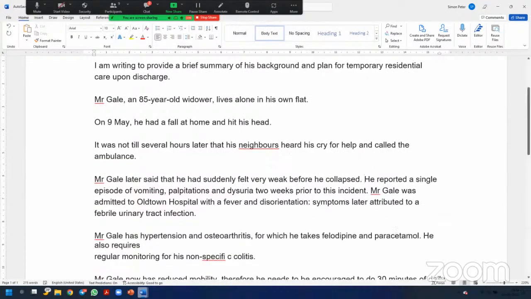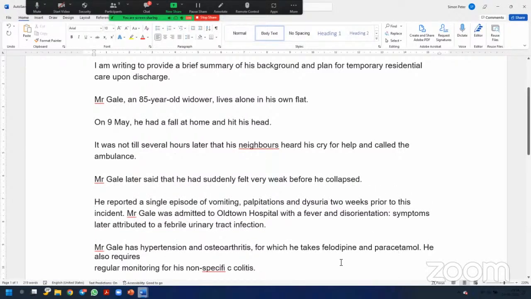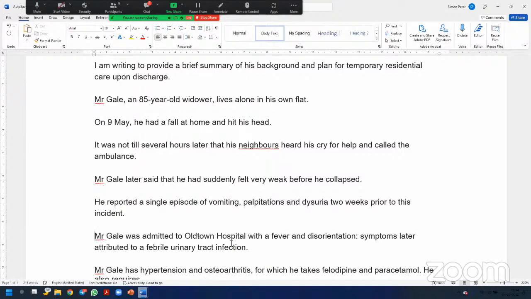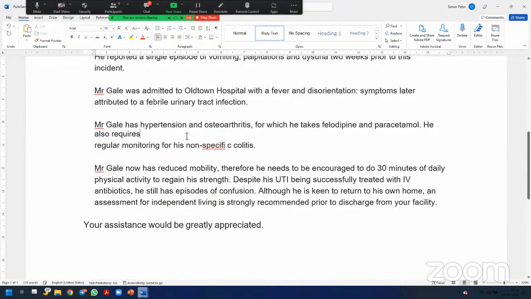Yes, I'm showing you. I'm not showing the letter because I've already shown you a number of letters. Now I'm showing you how to improve the letter from ordinary to special.